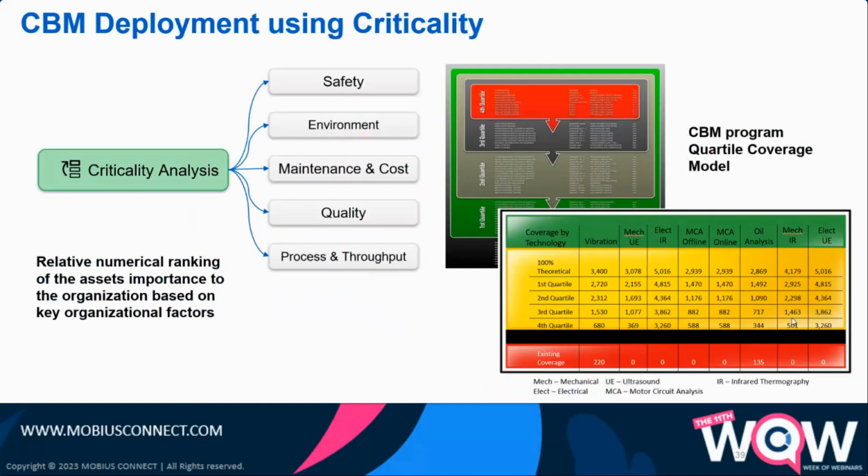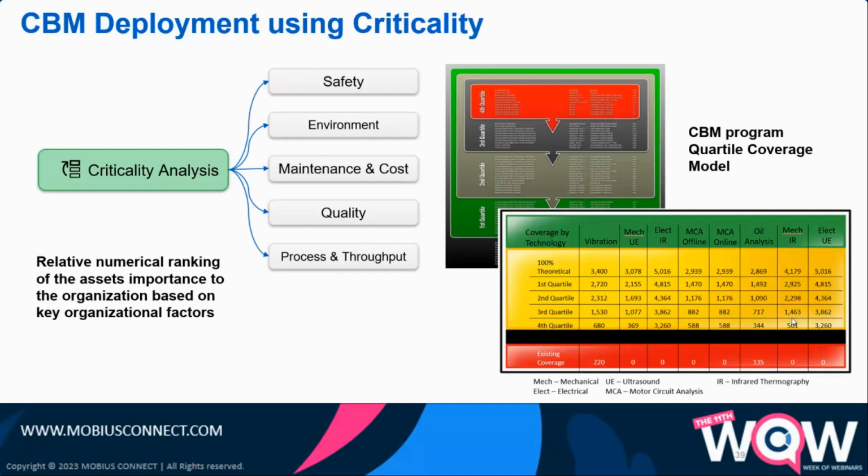So now we're going to talk about how you deploy. Now we get into the importance of criticality analysis. Deployment is performed based on criticality of an asset. That's a relative numerical ranking of assets' importance to the organization based on a lot of key organizational factors, right? There are 5 shown here. Safety. If a failure occurs and it potentially can cause death or dismemberment, that's going to be an absolutely high critical asset or failure mode within that asset. If there's no impact whatsoever, then it's going to be low.